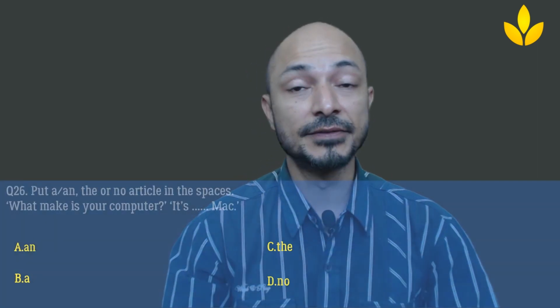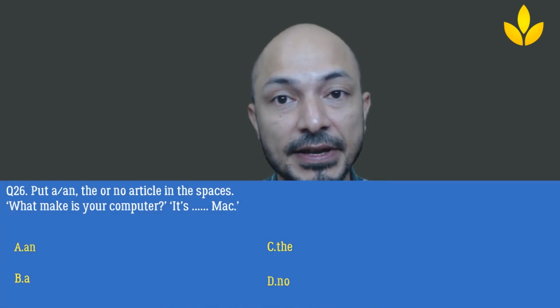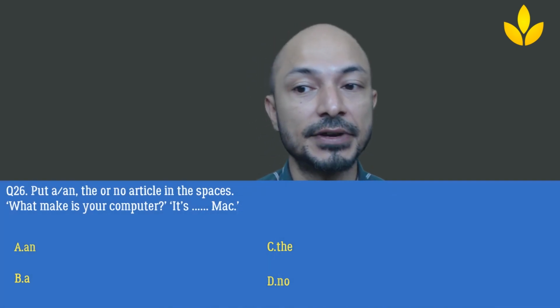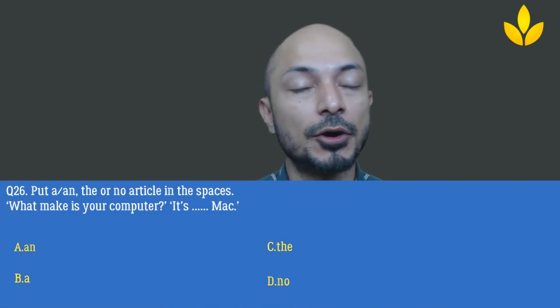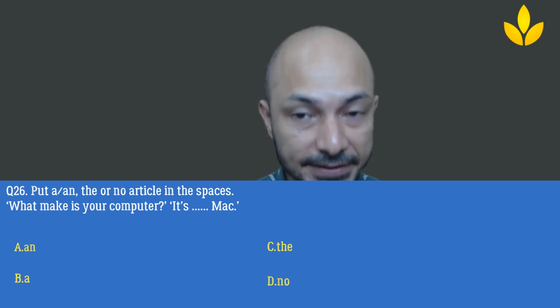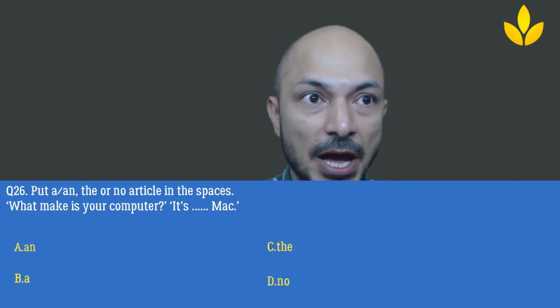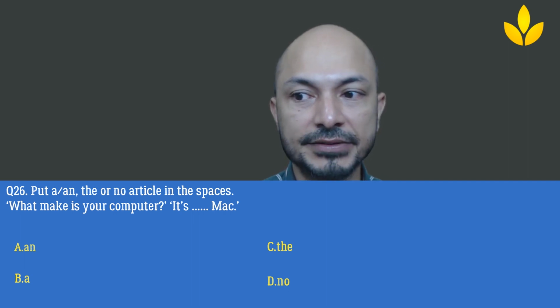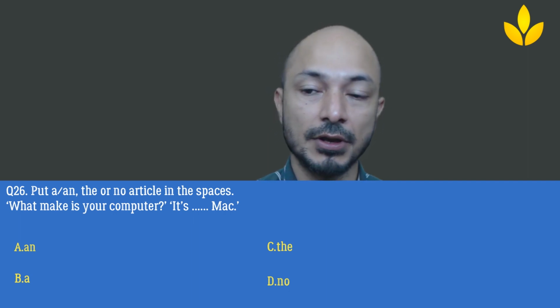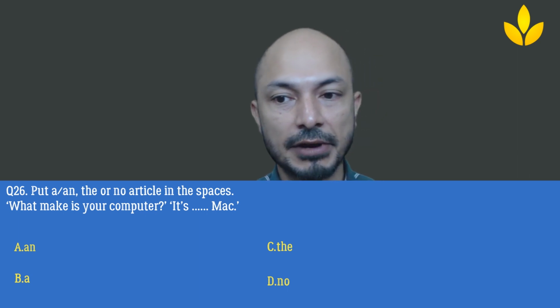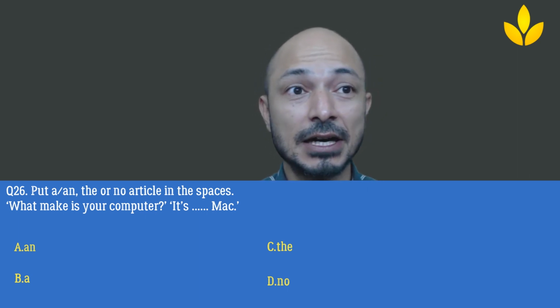We are here with the solution for question number 26 in the verbal section of the Wipro pattern test, and it's again a question of articles. It reads, put a and the or no article in the spaces. The sentence is, what make is your computer? It's a dash Mac. Should we say it's a Mac, it's an Mac, it's the Mac, it's Mac? Well, the correct option over here is it's a Mac.